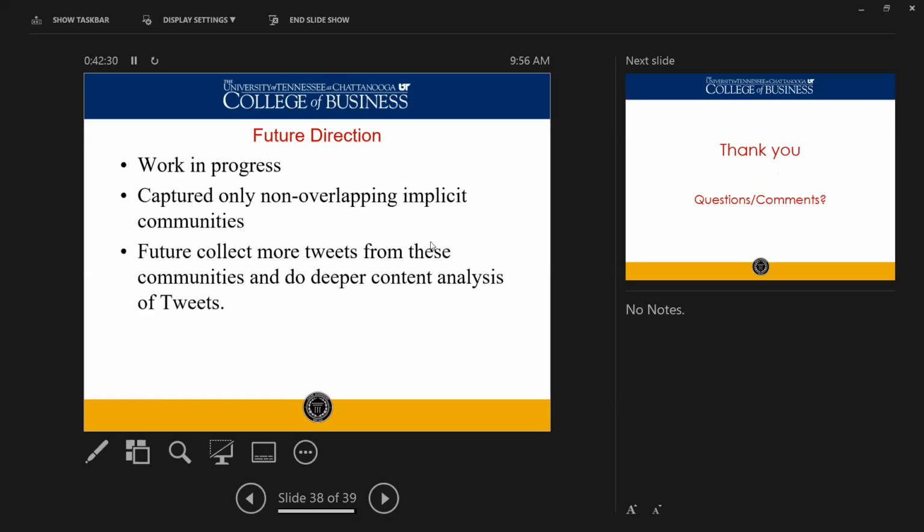So this is, again, as I said, still a work in progress. We captured only the non-overlapping implicit communities right now. So we did not capture if a member is a member of 2 or 3 or 4 implicit communities. We did not capture that. That is something we need to do. In the future, we will collect more tweets from these communities and do a deeper content analysis on the tweets.